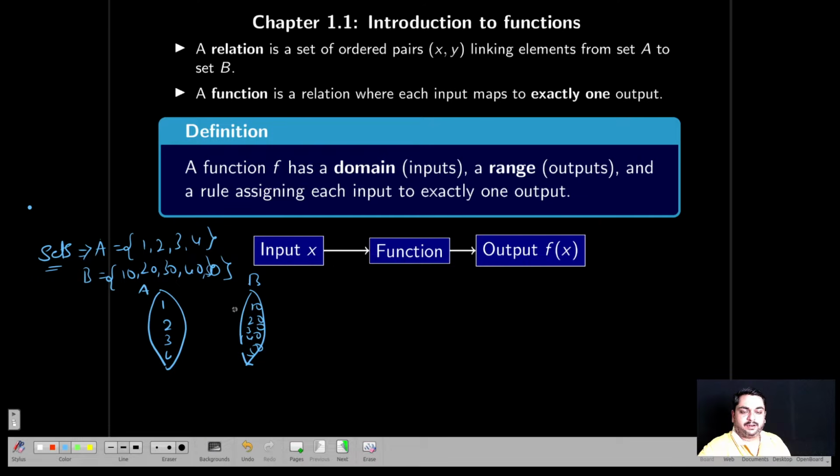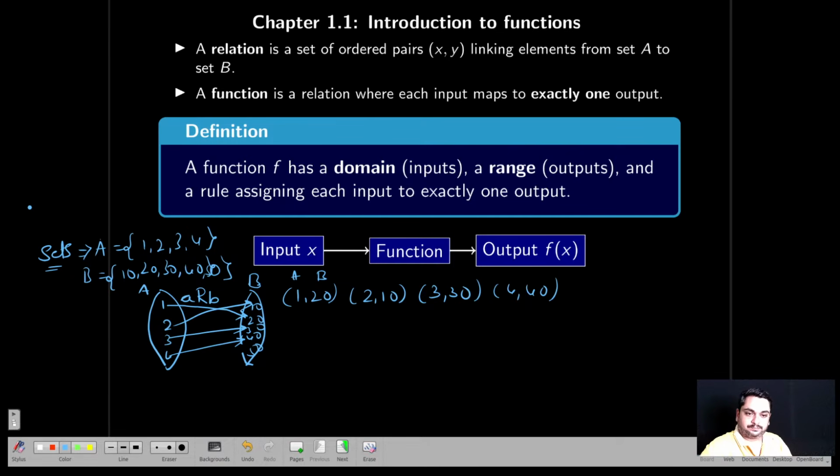Now, first we'll define a relation. Relation between two sets means what? Suppose that we have a mapping like this. I write a element of A, capital R related to a small b, element of set B. This is called a relation. Relation means we'll write in ordered pairs. For example, I have a map like this. What are the ordered pairs here? A related to B. So 1, 20. This is a set A element, this is a set B element. They are the relation. Then we have 2, 10, 3, 30, 4, 40. So this is the relation between set A and set B.